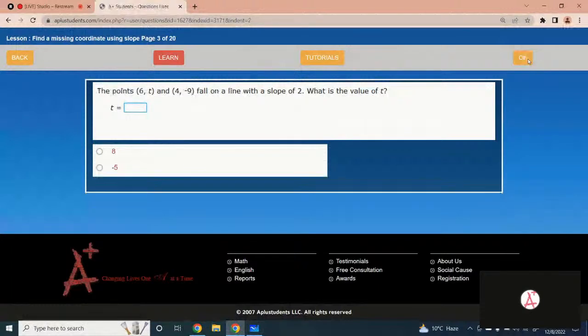Okay. The next one is: the points 6, t and 4, negative 9 fall on the line with a slope of 2. What is the value of t? If you have any question, any problem, please write the question in the chat box. I'll answer all your questions and confusions.